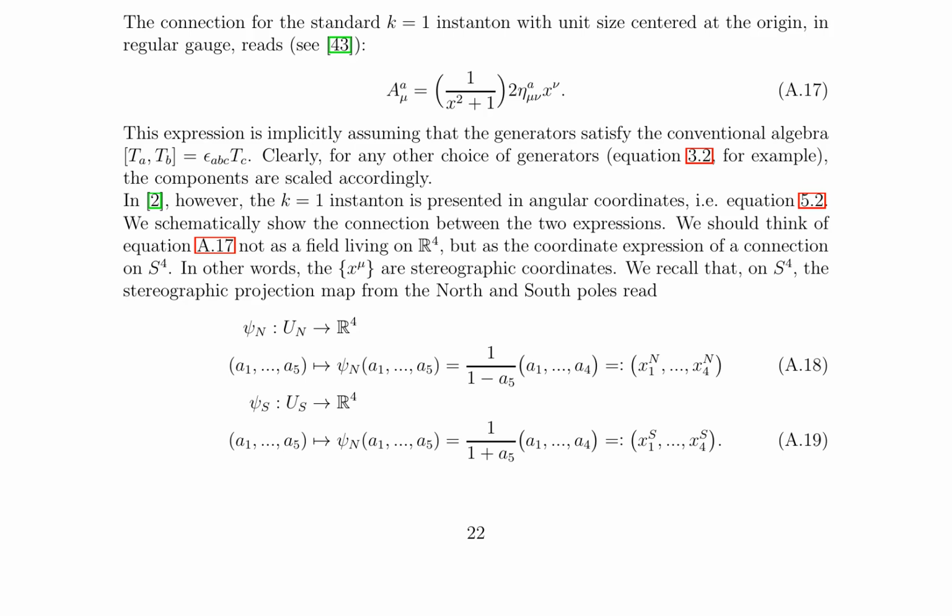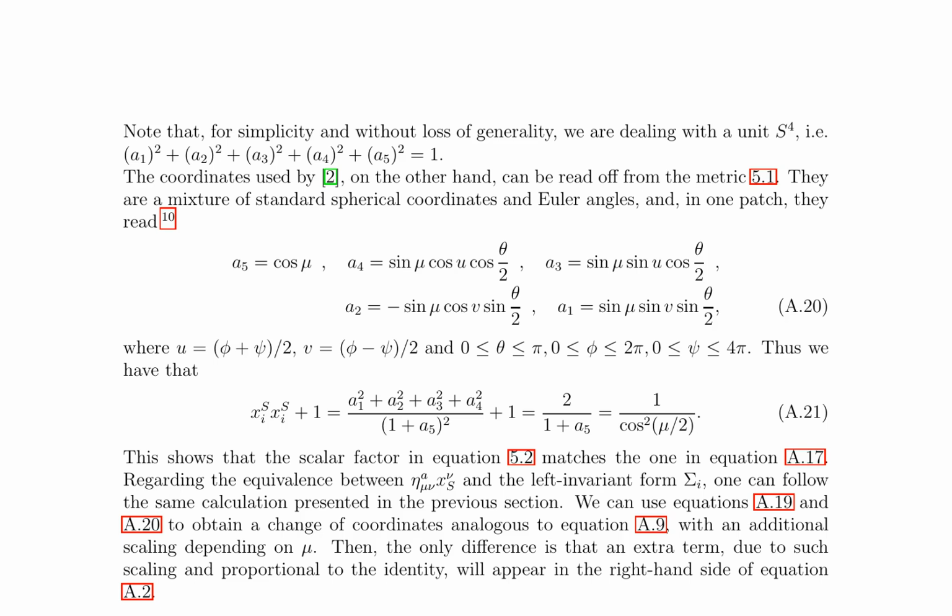This expression can be transformed into angular coordinates using the stereographic projection maps psi-n and psi-s, defined in equations A.18 and A.19, respectively. The coordinates used by 2 can be read off from the metric 5.1 and are a mixture of standard spherical coordinates and Euler angles, as shown in equation A.20.